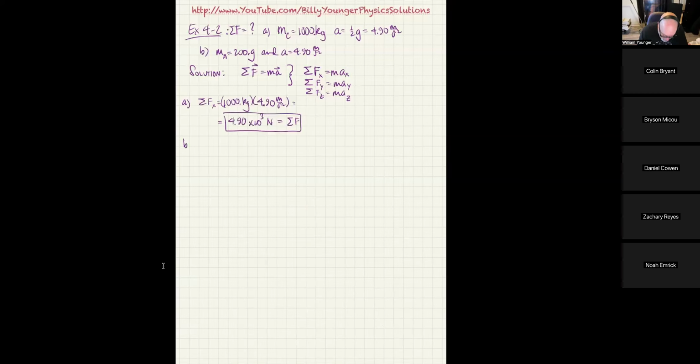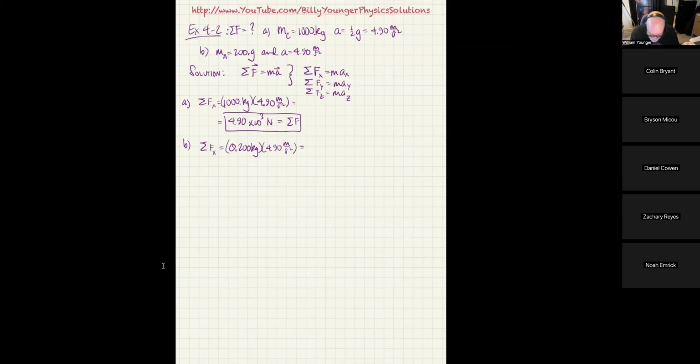For part B, the summation of forces in the x direction is equal to 0.200 kilograms. Notice how I had to convert it to kilograms. Remember, all of our equations have to use the SI base units, which oddly enough has a prefix in the mass. Again, it's 4.90 meters per second every second because that's half a g.